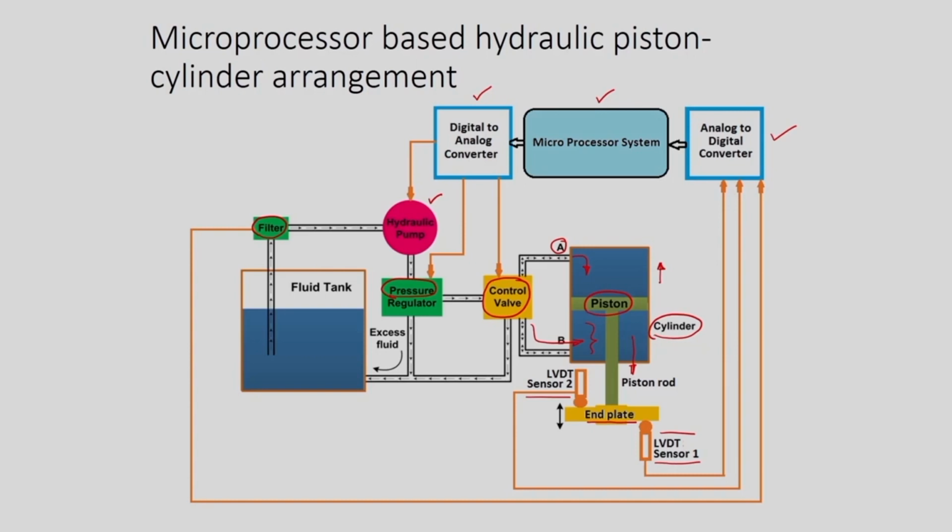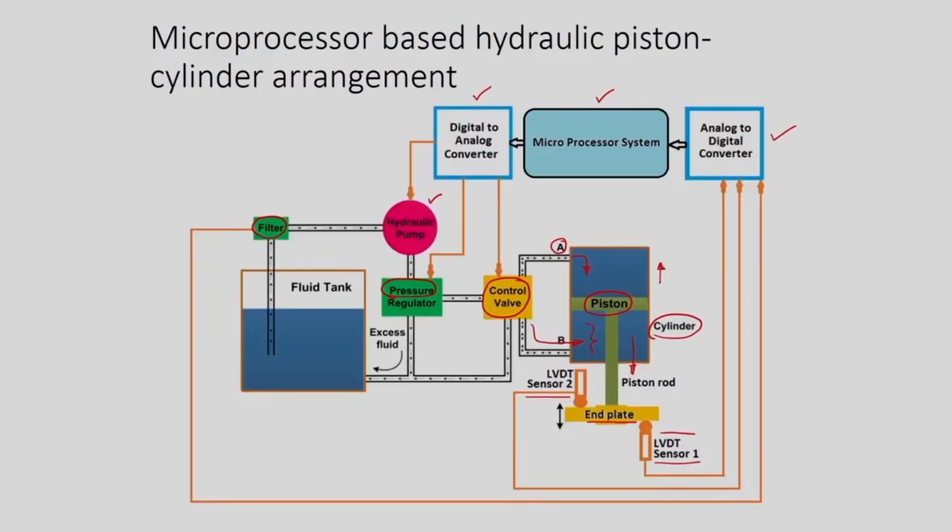So, in this way the microprocessor controls the pumping of the hydraulic fluid inside the piston cylinder arrangement, it regulates the pressure and it controls the direction of movement of fluid inside the system. In this way we can convert systems into a typical microprocessor based automated system. Of course, for this we need many equipment, many sensors, actuators, and we have to learn how to program the microprocessors as well.